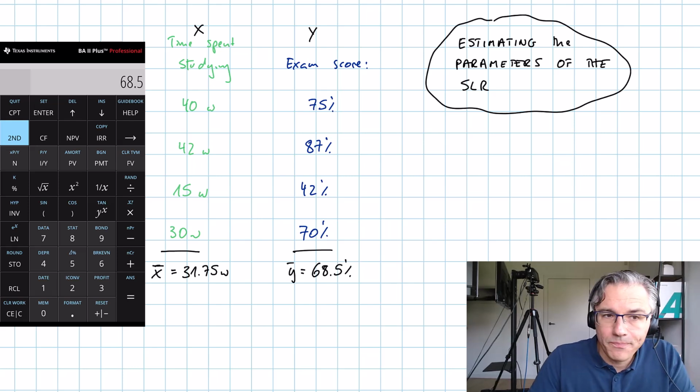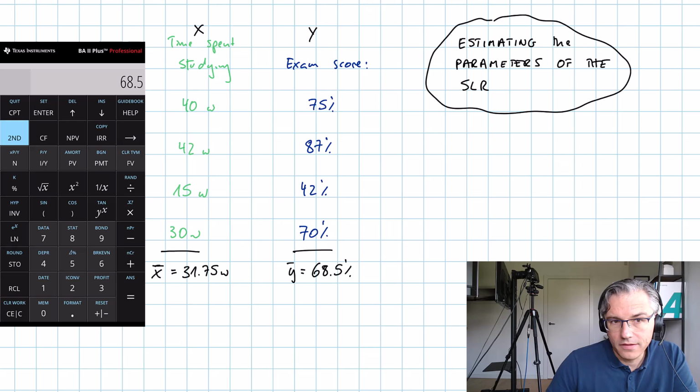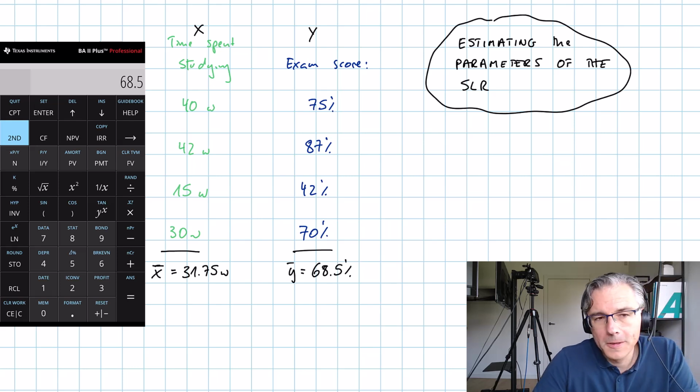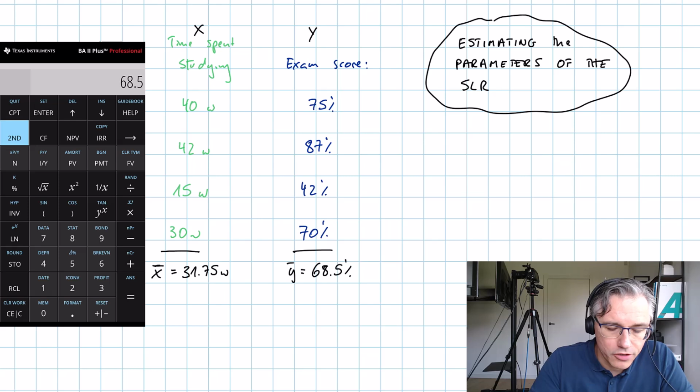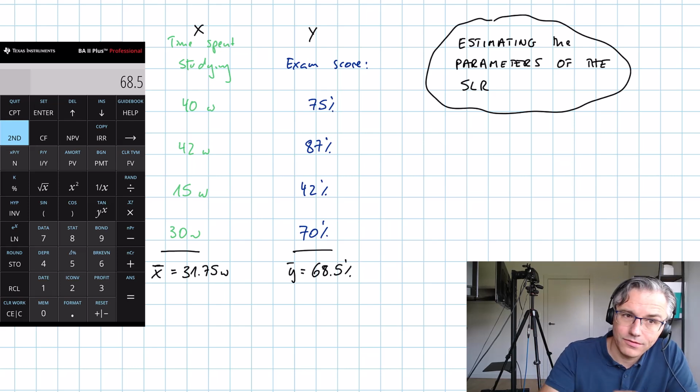Now, in the exam, you may be given a set of data like this, maybe a little bit more than just 4 observations, and asked to estimate the parameters of the linear regression in line with what we did in the previous video. Now, the easiest way to do it, and the only way I recommend, although I will walk you through the more elaborate version on paper, just to give you some background knowledge on what your calculator is doing, is to use the calculator.